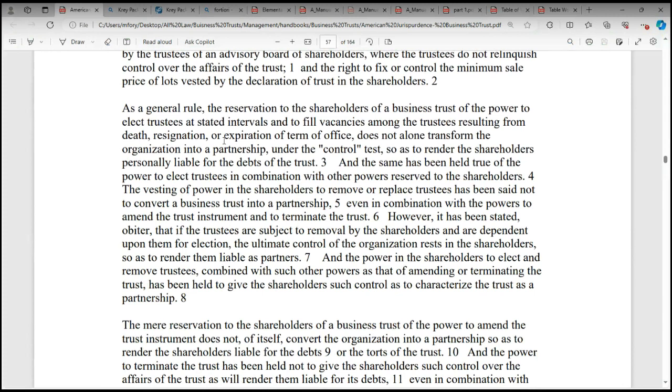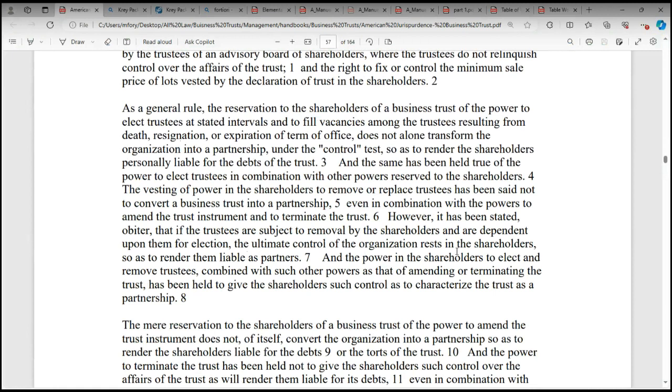So up here, they had that they could fill in vacancies. That's not removal, right? Are subject to removal by the shareholders and are dependent upon them for election, right? That's different too. Like you've got to get a vote of the beneficiaries to get elected in. Dude, that's too much power on their side. To fill in vacancies has nothing to do with the trustees. That's just a power for them to fill in a gap. Here, this is putting it up for a vote, giving them a power.